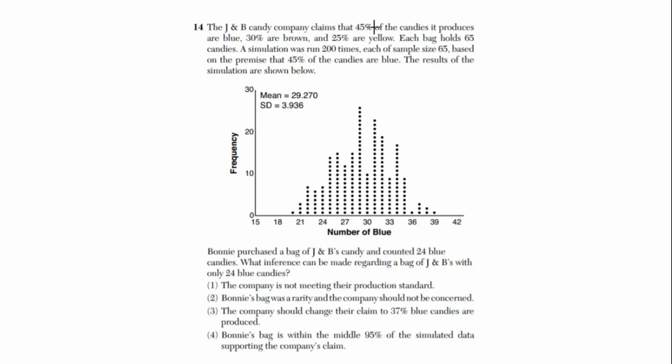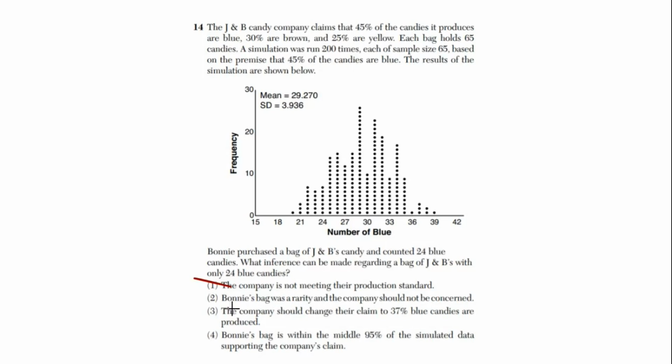So if that was true, generally 45%, I think was roughly 29.25 of each of the bags of candies would be blue. Obviously, that's not what Bonnie got. She got a little bit less than that. So what's tempting is, well, the company's not meeting their production standard. No, that's not true. One bag that's a little bit less or a little bit greater, especially if they're making millions of bags of candy, is not going to make a dent at all in their production standard. The bag was a rarity.